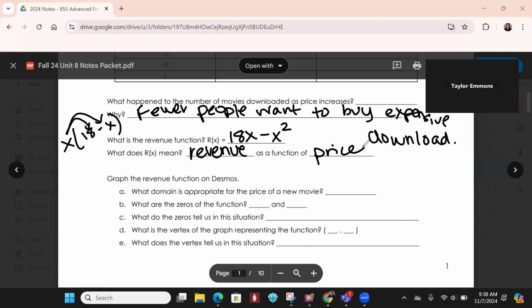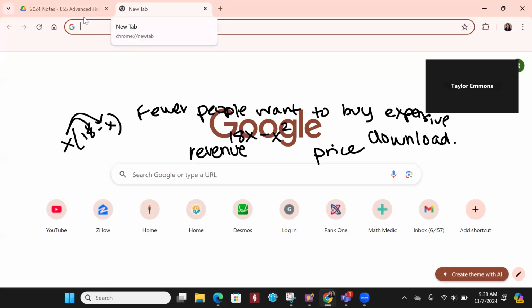All right. Graph the revenue function on Desmos. Yay, Desmos. All right. I'll do it for you.